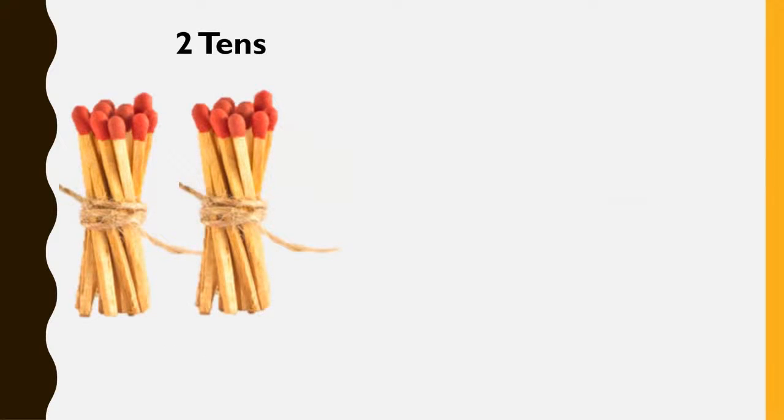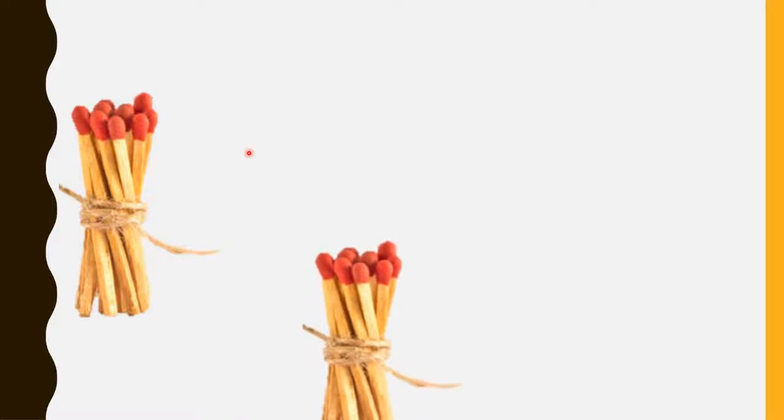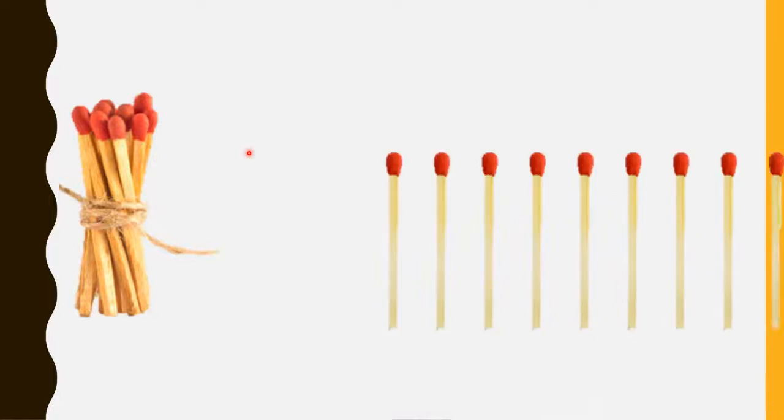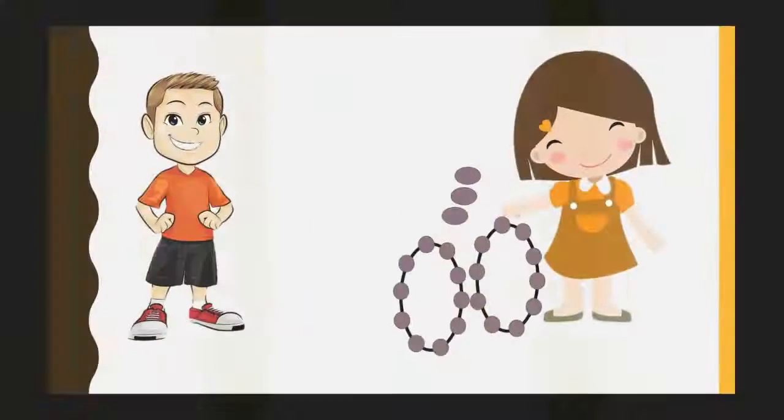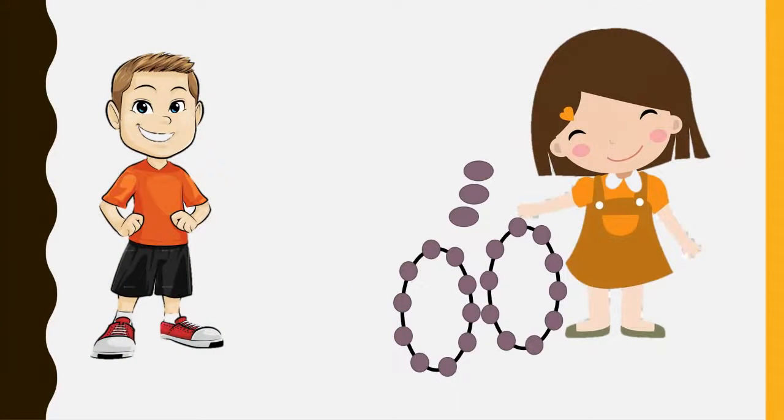Students, another example: as you can see, there are 2 bundles of matchsticks. In each bundle, there are 10 matchsticks. So the 2 bundles are 2 tens. If I untie 1 ten, students, 1 ten is equal to 10 units. So I will remain with 1 ten and 10 units. We will understand in a better way when we start solving the sums.